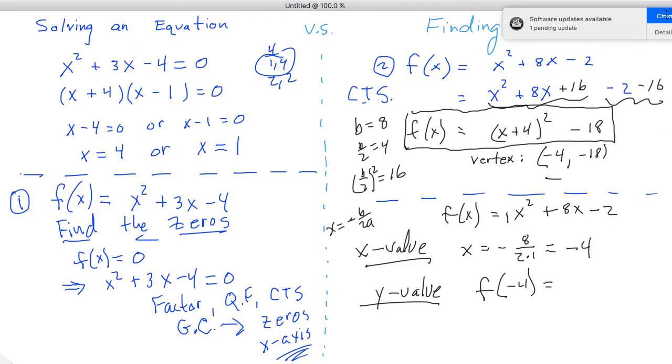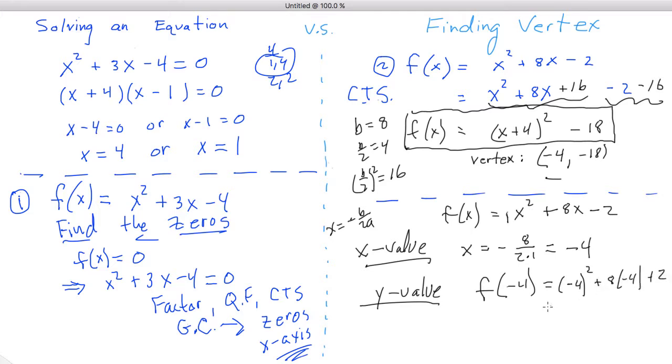So, no good software updates. Perfect. Okay, so f of -4. So I'm plugging into the function. Okay, and let's see here. We get a 16. We get -32. And then we get a, oh, this is a -2. Let's erase that.